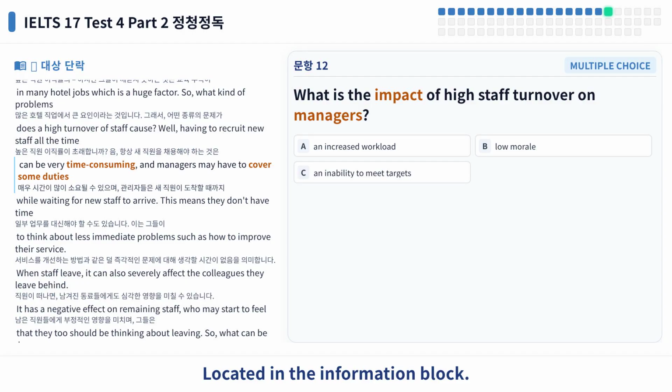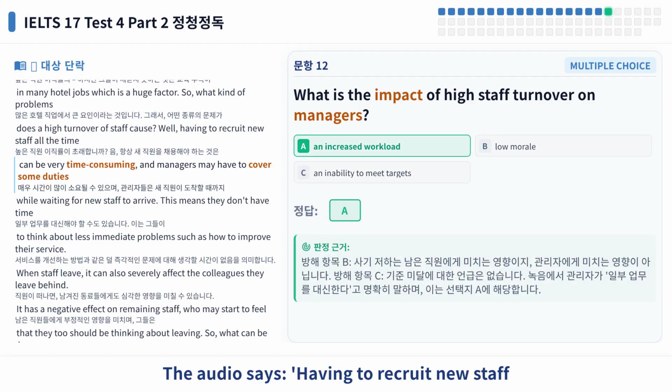Located in the information block. The audio says having to recruit new staff all the time can be very time-consuming, and managers may have to cover some duties while waiting for new staff to arrive. The signal phrase is "cover some duties."